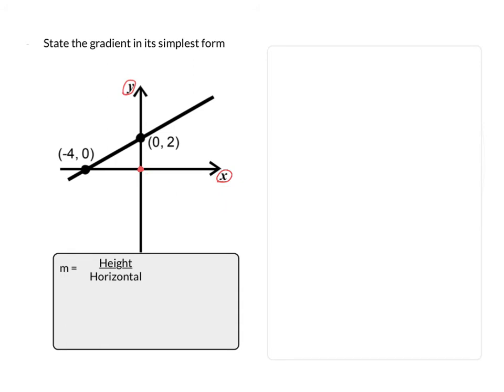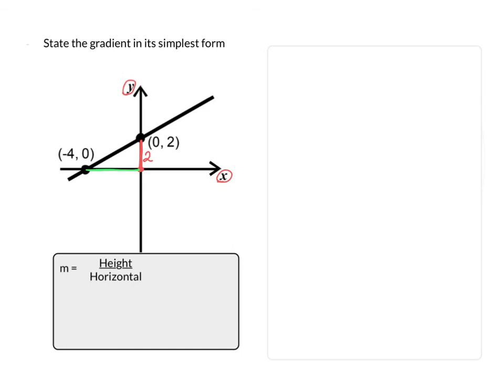Okay, so if we're going from the origin to the point 0, 2, we would go from there to there. All we would do is along the x-axis nothing and up 2. Now that's the first number that we need to help us to calculate our gradient. The other coordinate that we've got here is -4, 0. So that means go along to -4 and up nothing.